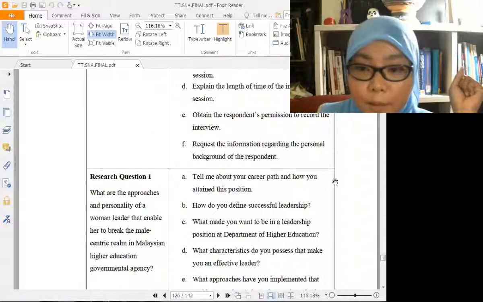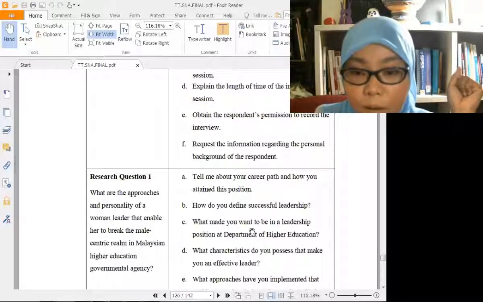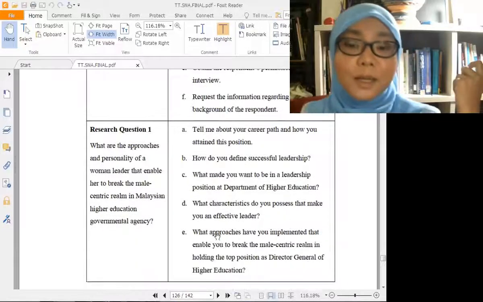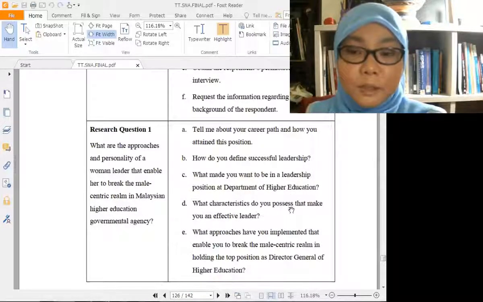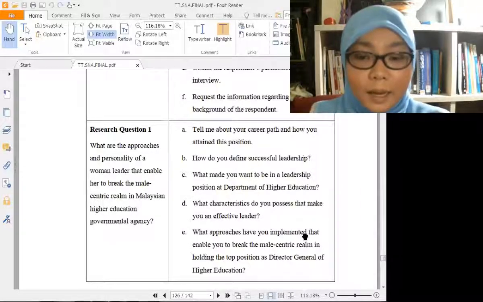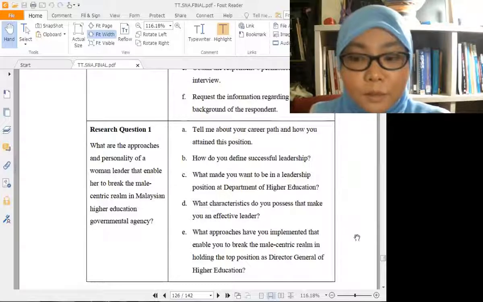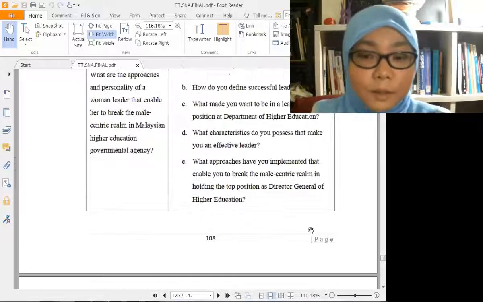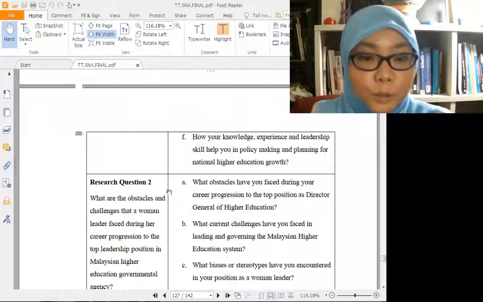Tell me about your career path. How do you define successful leadership? What made you want to be in a leadership position? And then what characteristic do you possess that make you an effective leader? What approach have you implemented that enable you to break the male-centric realm in holding the top position as Director General of Higher Education? Ni dia punya RQ kedua.